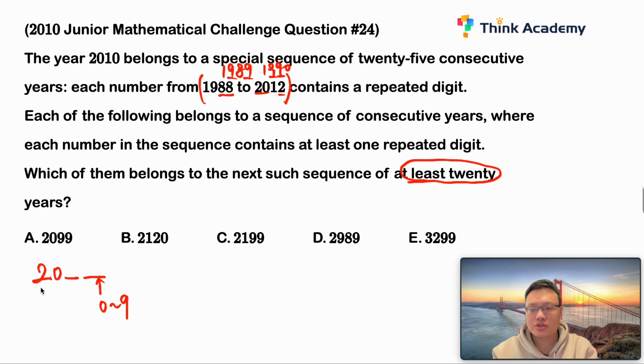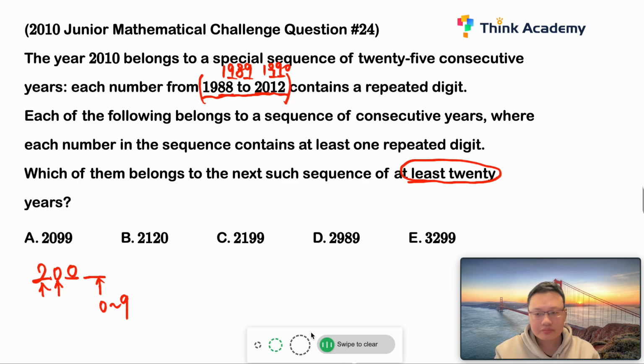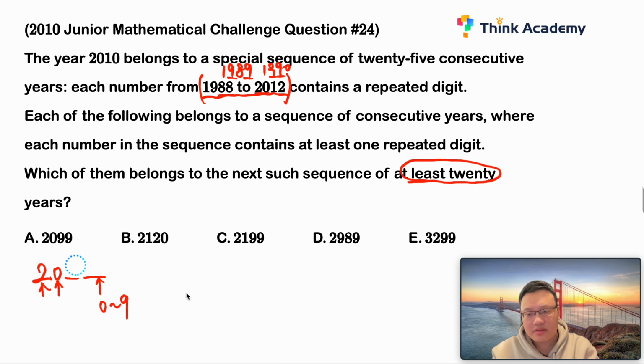This number equals 2, and the tens place equals either 2 or 0. Let's see if we consider 0, that 2000, 0, 0, and followed by a number that will be included in the sequence talked about in the question. So you cannot have that. You need to consider another sequence, the next sequence.